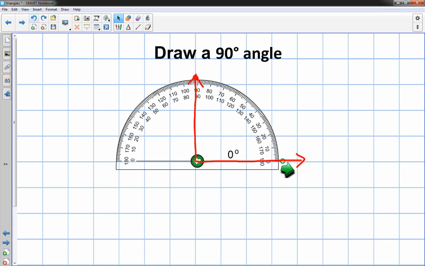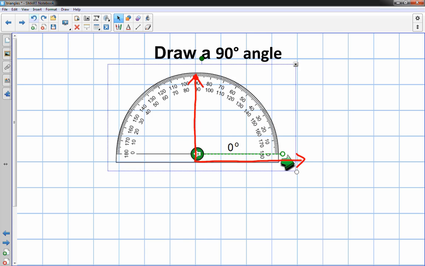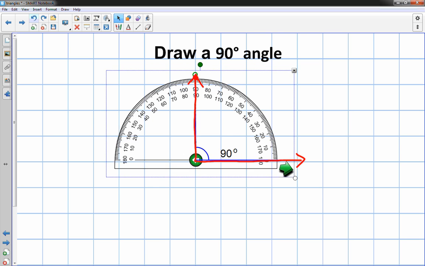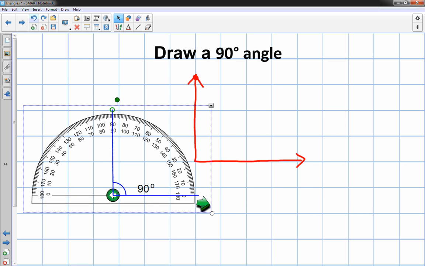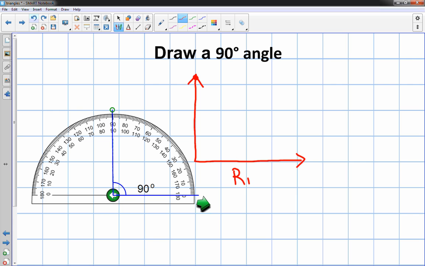It's going to be finicky with me. Here we go. So I'll just double check that it's 90. Move it on there. Yep, that's 90 degrees. That's a right angle. Say that's a right angle. And I would write 90 degrees inside.